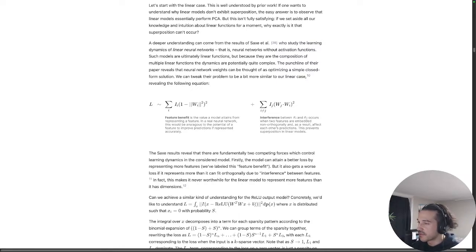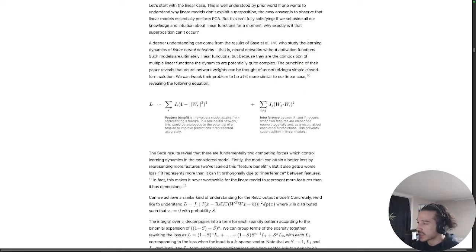Feature benefit is the value a model attains from representing a feature. In a real neural network, this would be analogous to the potential of a feature to improve predictions if it represented accurately, plus the interference, the sum for all I not equal to j of importance of j, w sub j times w sub I squared.